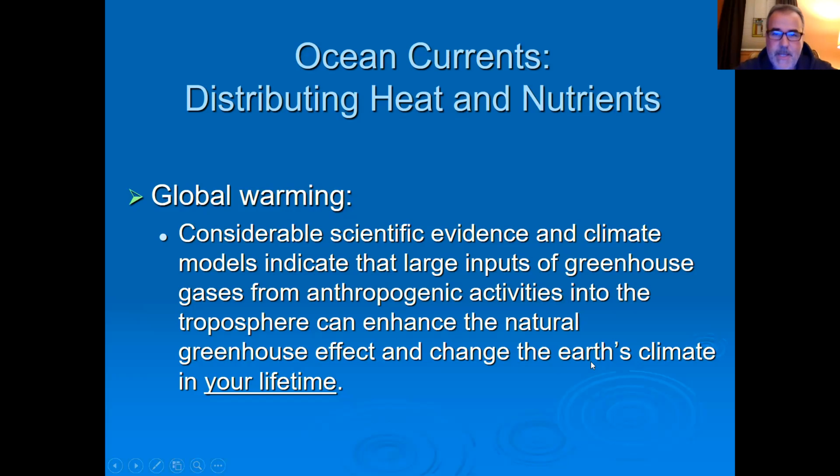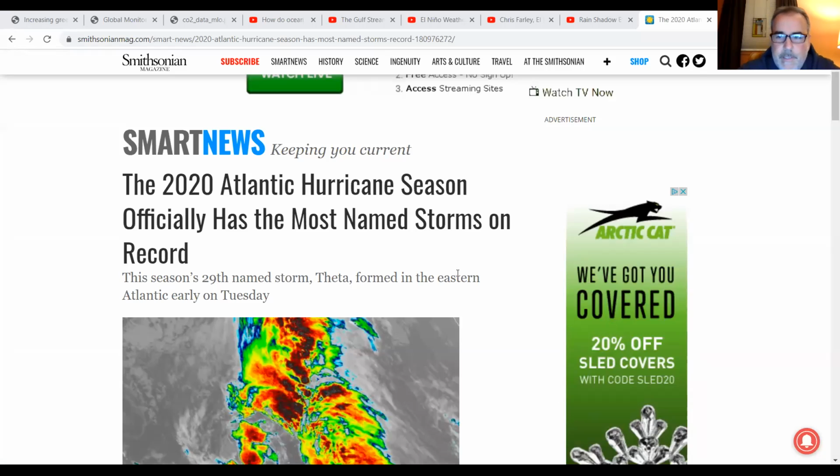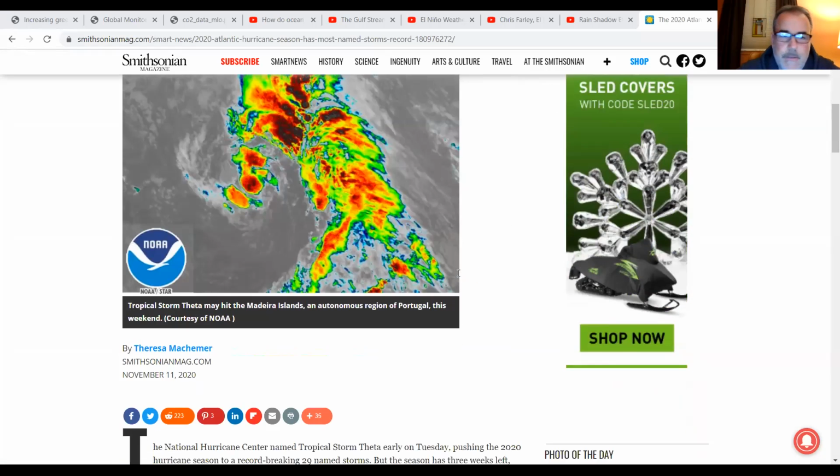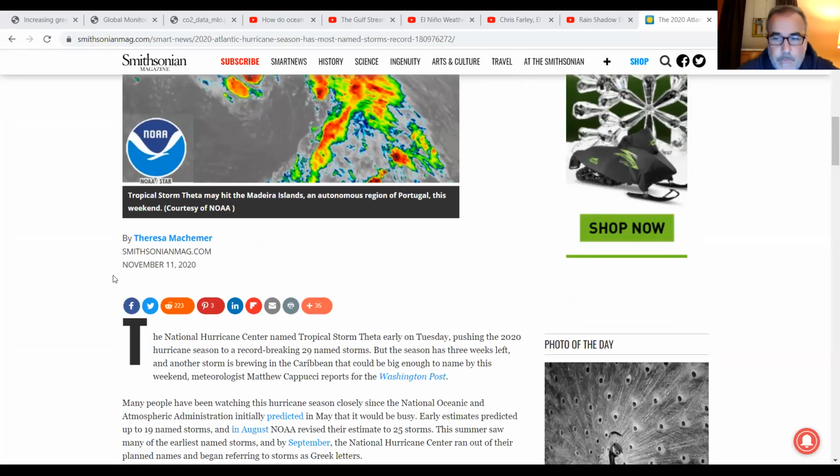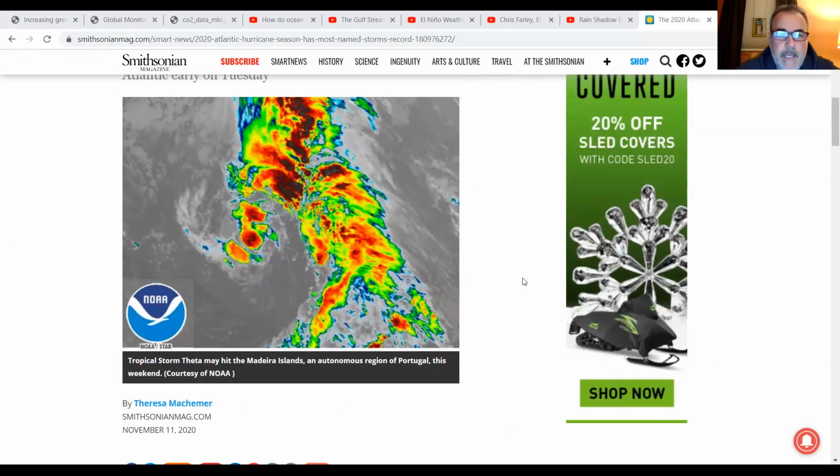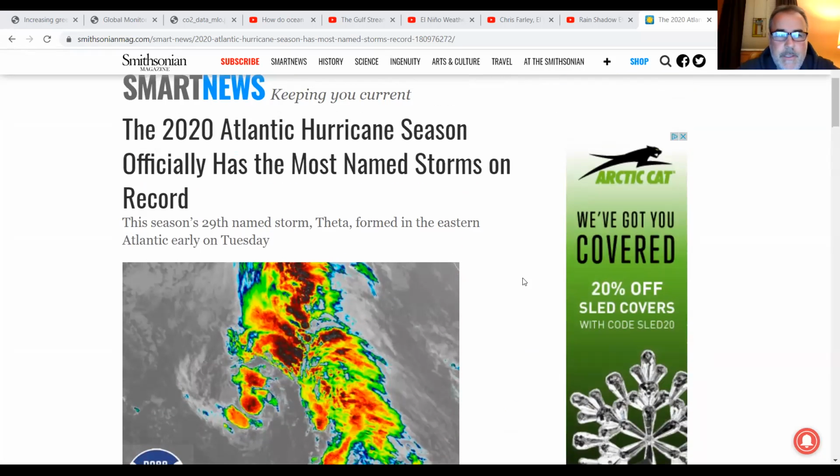So some people would say, well, boy, in the future your children are really going to be seeing a problem with this. And many scientists are saying, if you're not seeing the difference or the effect right now, you're not paying attention. For example, this is a news story just published November 11th of this year. And we can see that the 2020 Atlantic hurricane season officially has the most named storms on record.